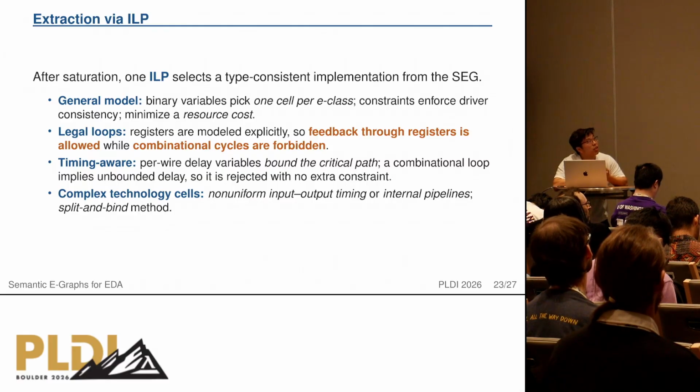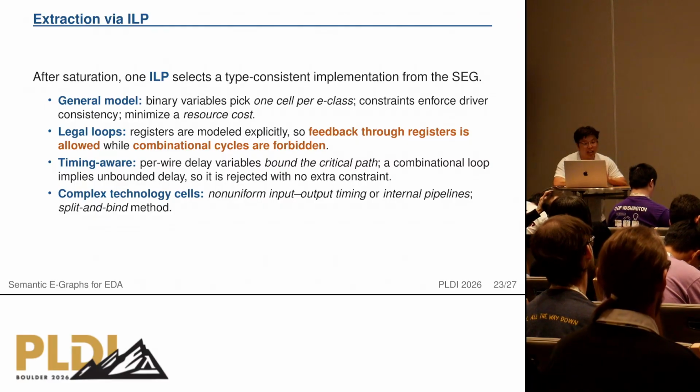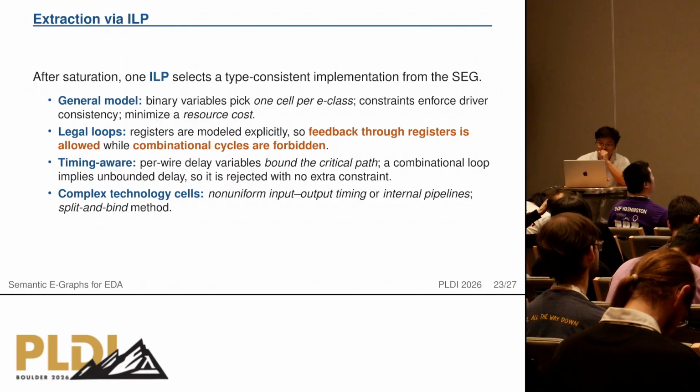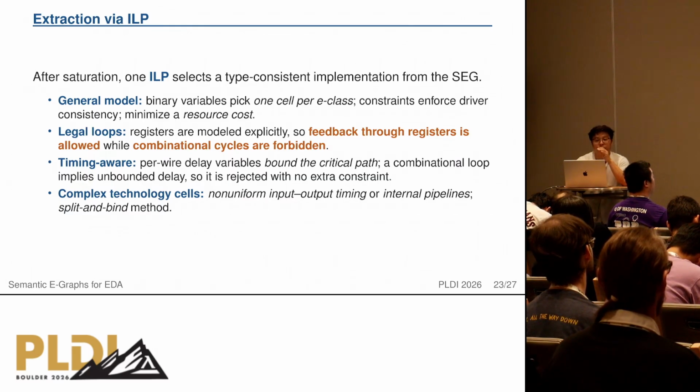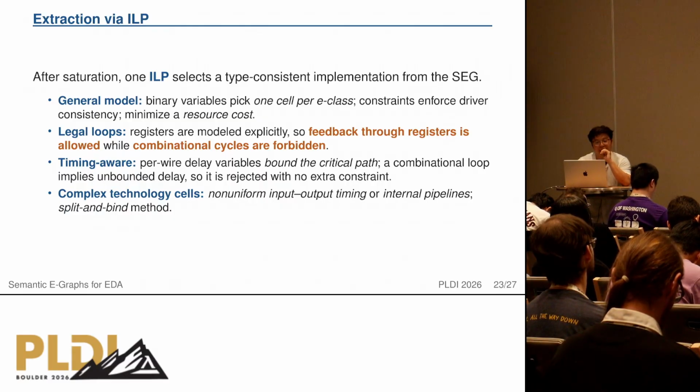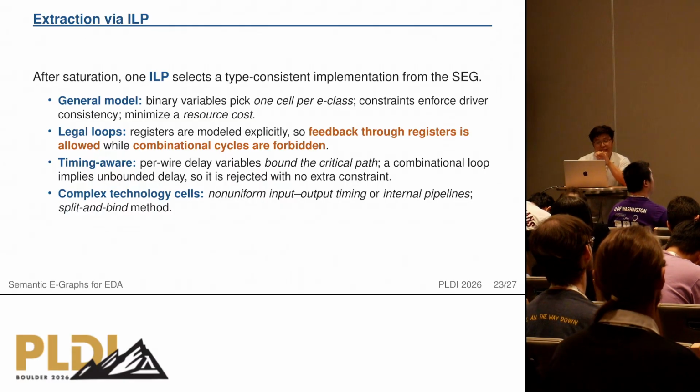So basically we register our model in our design. The feedback loops are expected, and we don't allow combinational cycles, but that's actually automatically handled. The third point is we have timing-aware constraint encoding by the critical path, based on paths passed through the e-class and e-node. A combinational loop will imply unbounded delay. Because we have a constraint on delay, we automatically eliminate the combinational cycle issue.